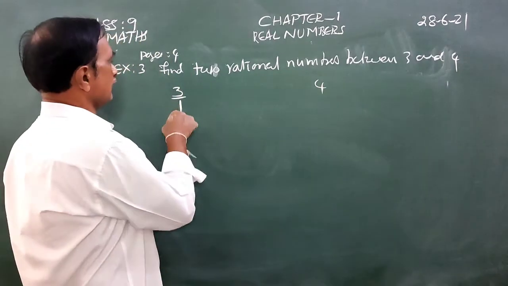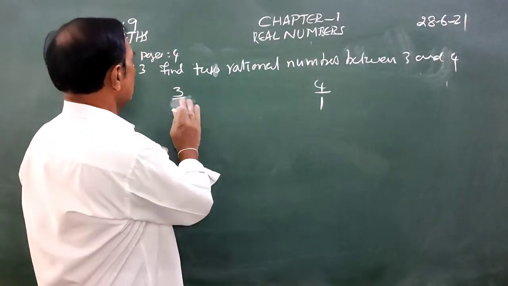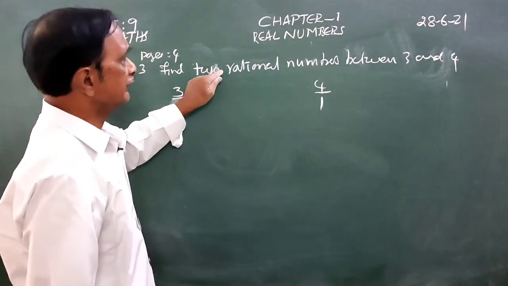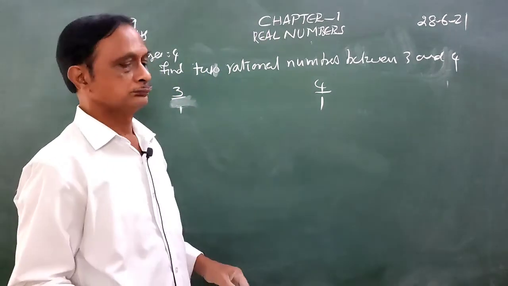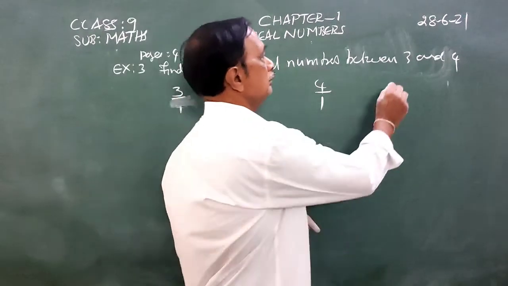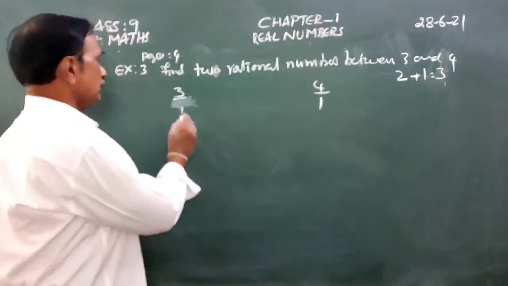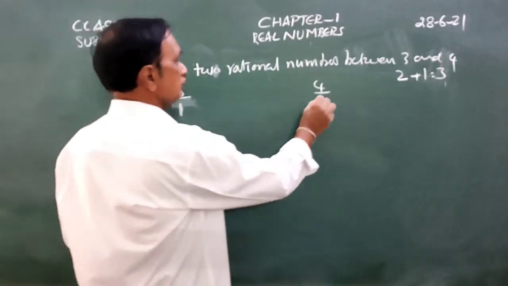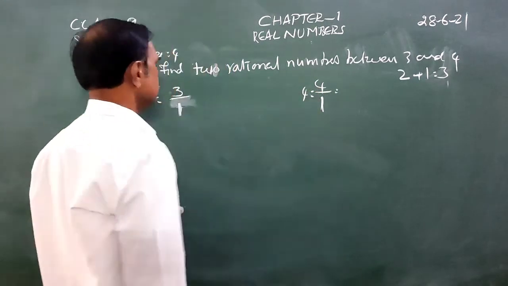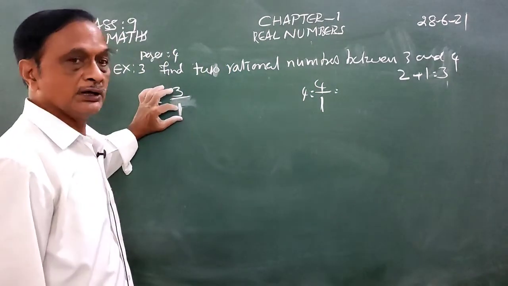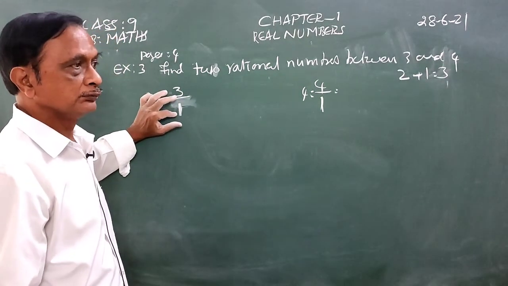3 can be written as 3 by 1, whereas 4 can be written as 4 by 1. So here, how many rational numbers are required between 3 and 4? 2 rational numbers. As we need 2 rational numbers, 2 plus 1, 3. Here, 3 by 1, 4 by 1. Now I am going to make the denominator as 3.